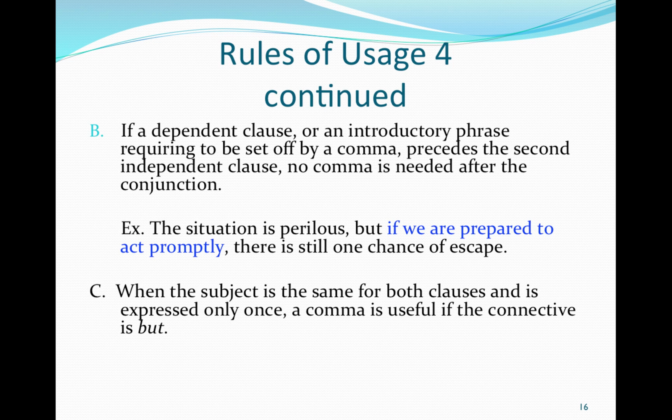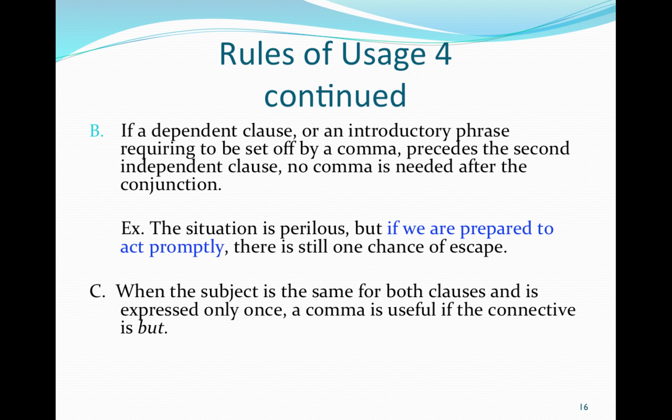The other exception B is if a dependent clause, now remember, a dependent means it cannot stand alone. It depends on the rest of the sentence in order for it to make sense. If a dependent clause or an introductory phrase requiring to be set off by a comma precedes the second independent clause, no comma is needed after the conjunction. Here's an example.